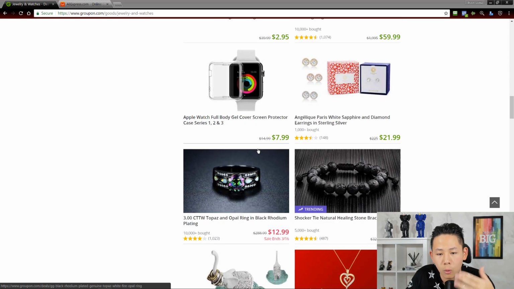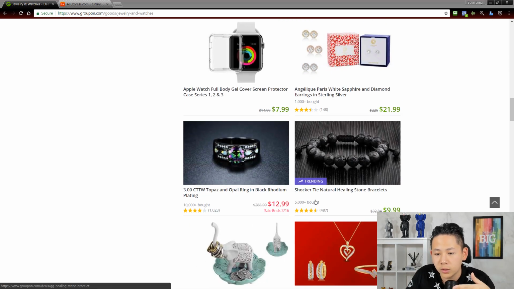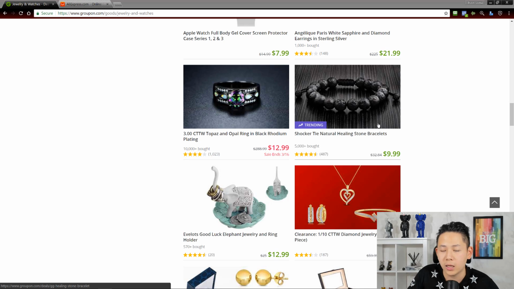So let's go through more. Another one, you see 10,000 bought this opal ring in black rhodium plating. So once you see these are the possible products, you may then proceed to AliExpress to source them.